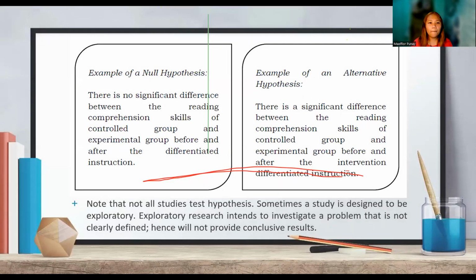So, this is an example of a null hypothesis. There is no significant difference between the reading comprehension skills of control group and experimental group before and after the differentiated instruction. While on the other hand, this is the alternative hypothesis: there is a significant difference between the reading comprehension skills of control group and experimental group before and after the intervention, differentiated instruction.